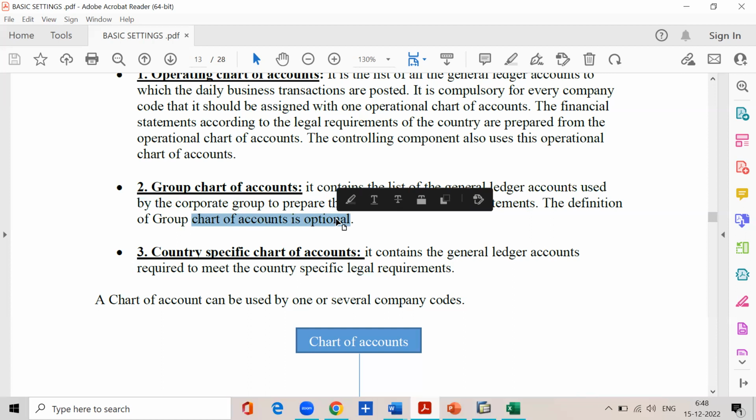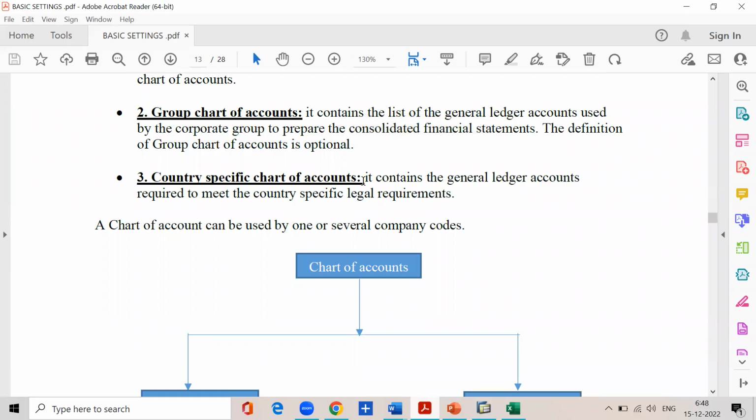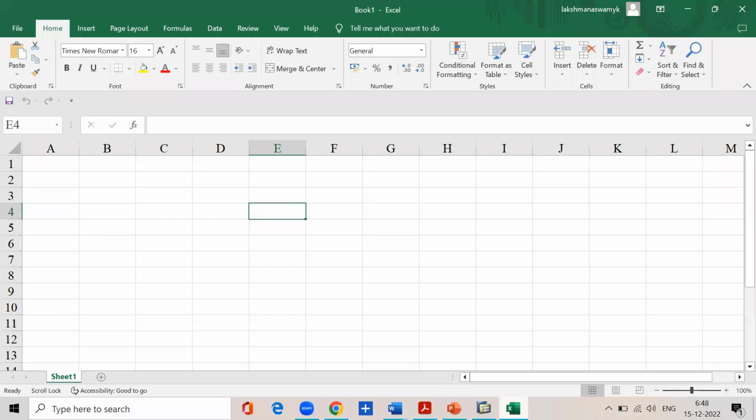because it's not legally required. Then country specific chart of accounts. It contains the general ledger accounts required to meet the country specific legal requirements. What does it mean? See, for example, our company code is SSKH. Let us take the PPT.